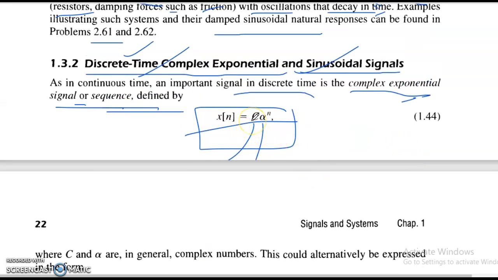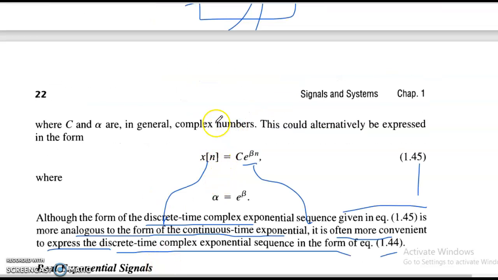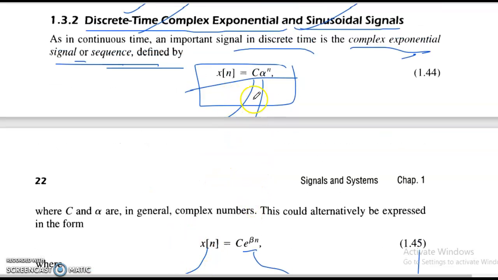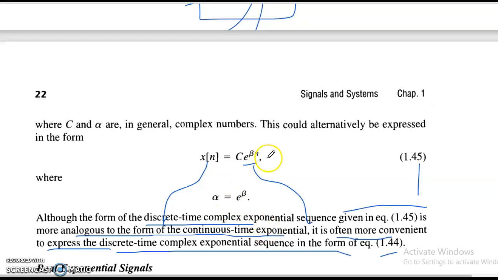x of n equal to c alpha to the power n, where alpha equals e to the power beta. So n is already there, and e to the power beta is what we call alpha.